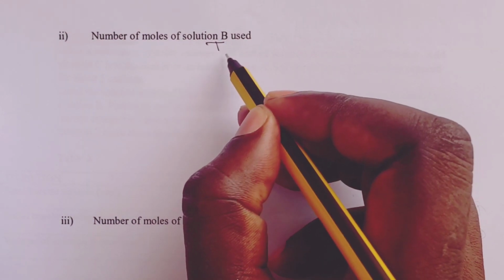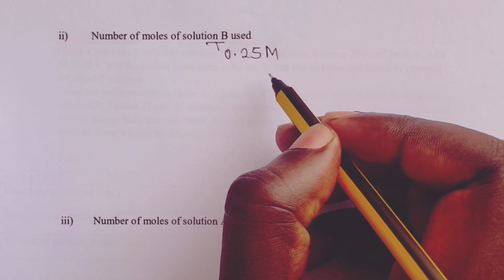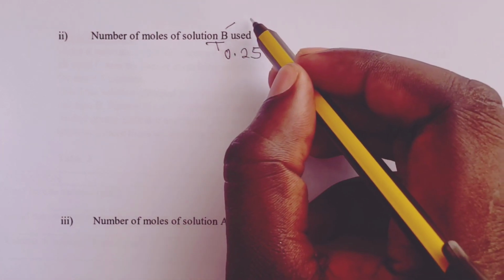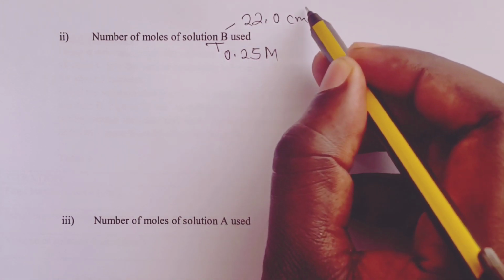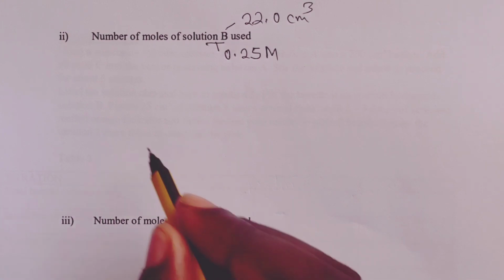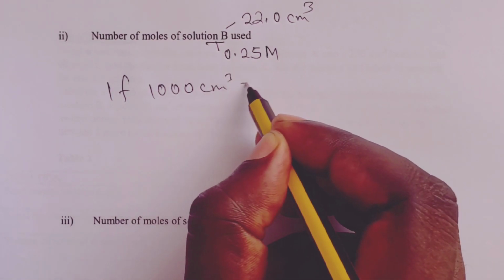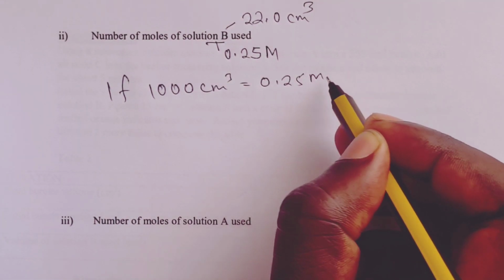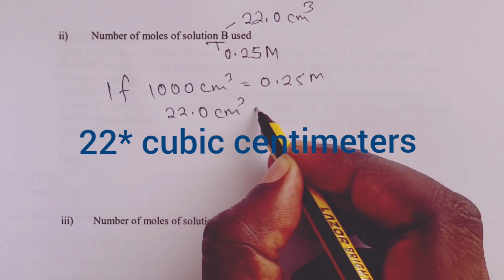Molarity of B, we have just calculated as 0.25 molar solution. And during our titration, we were able to get the average volume of B used as 22.0 cubic centimeters. With this information, we can now go ahead and get the number of moles of solution B, which was sodium hydroxide, that was used. So the argument is, if in a liter we have 0.25 molar solution, how many moles would we then have in 25 cubic centimeters?